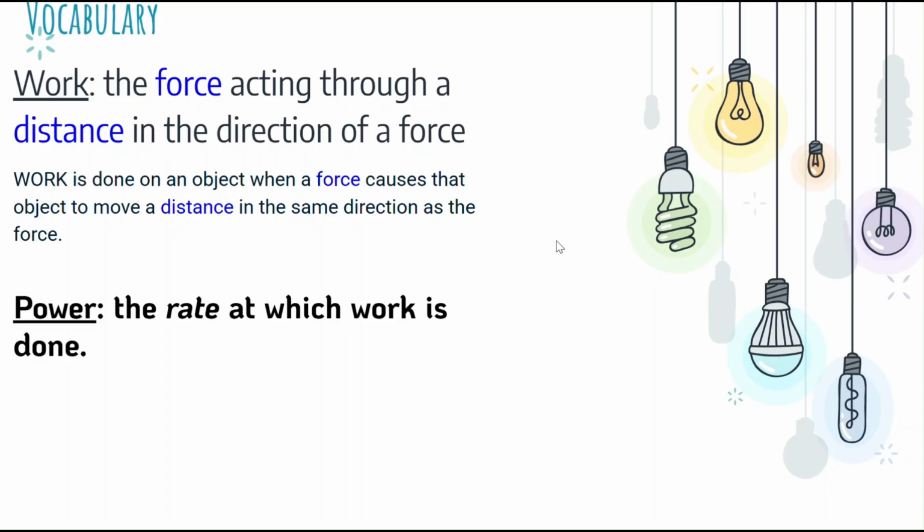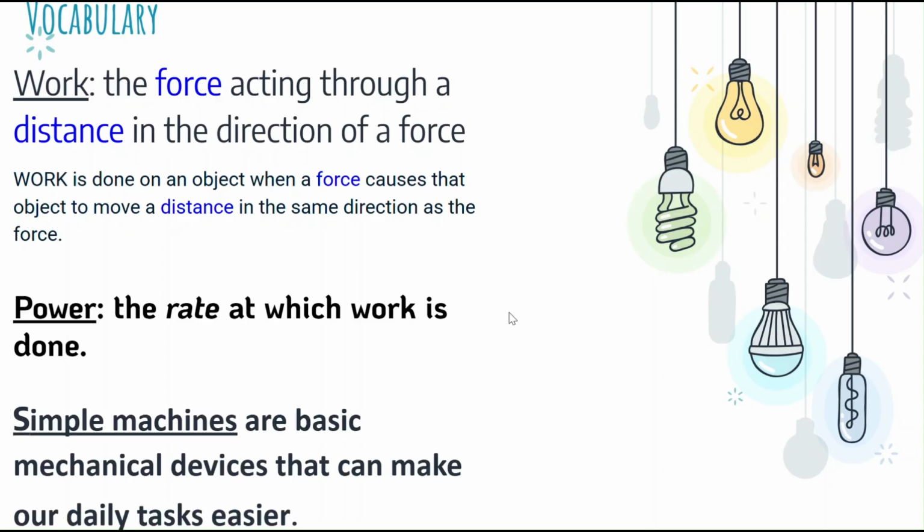Power is just the rate at which work is done. So once you know that work is being done, you want to know how fast it is being done. That'll be power. That's the rate at which work is done. And simple machines are basic mechanical devices that can make our daily tasks easier. They can help us require less force to get our work done.